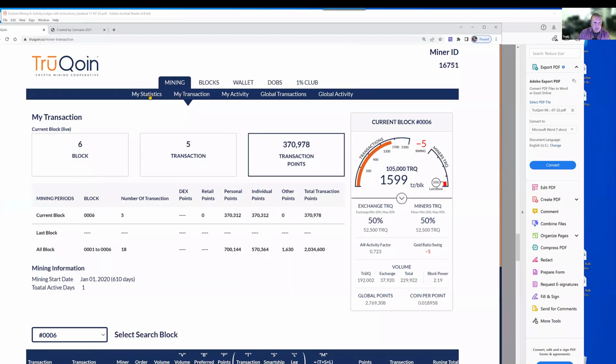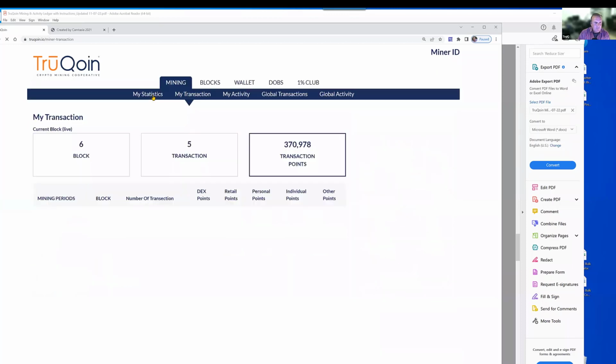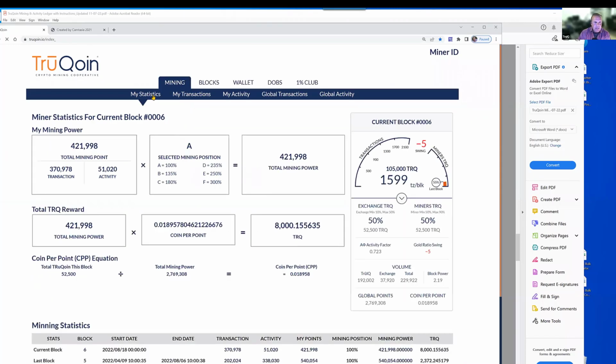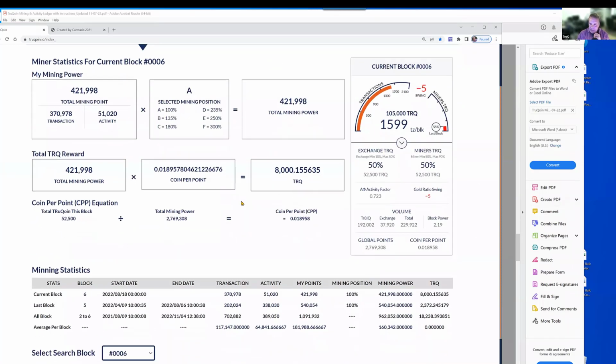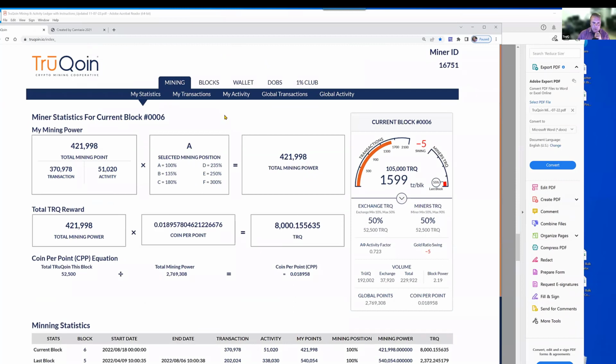Let me go back to statistics, my transactions, my statistics. If I click on my statistics for this member, you all have this exact same back end in TruCoin. Just got to set it up. If you need help, give us a holler. So that his points, which I think totaled were 370,000 points for those four or five months, okay, from transactions. And they also have activities.